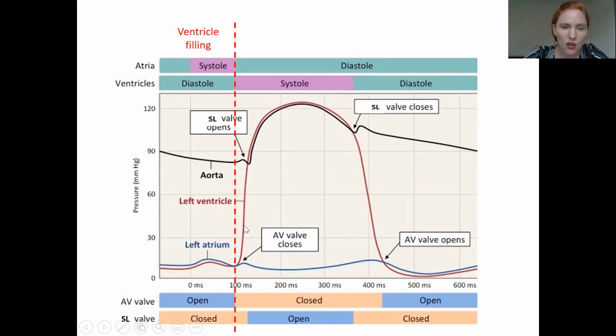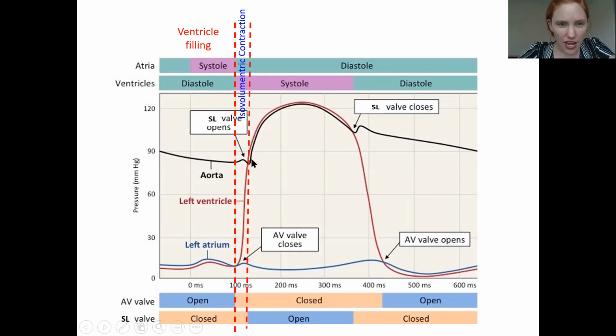But look, even though the pressure is increasing, it's still less than the pressure in the arteries. So what's happening with the semilunar valves at this point? They are still closed. So at this point, both the AV valves and the semilunar valves are closed. And if they're both closed, nothing's going anywhere. So that would be the isovolumetric contraction. The ventricles are contracting, but the blood is not moving.